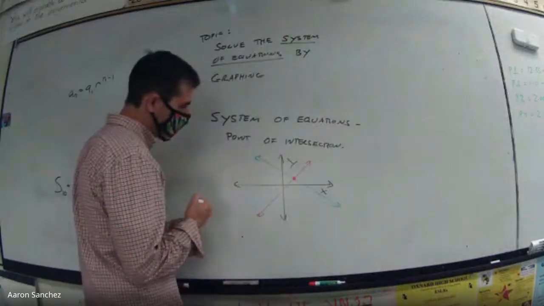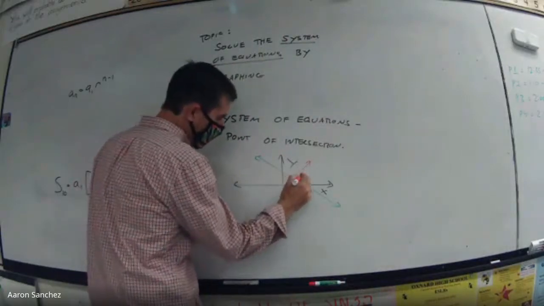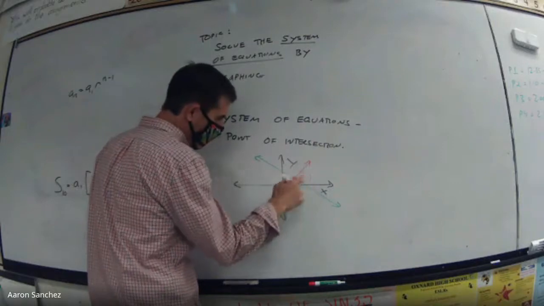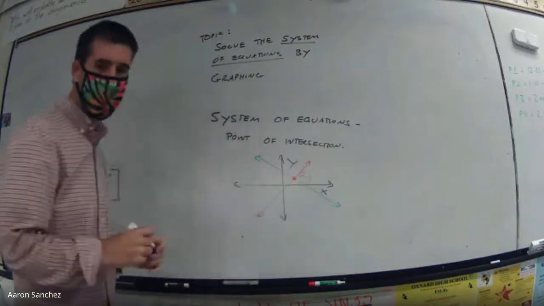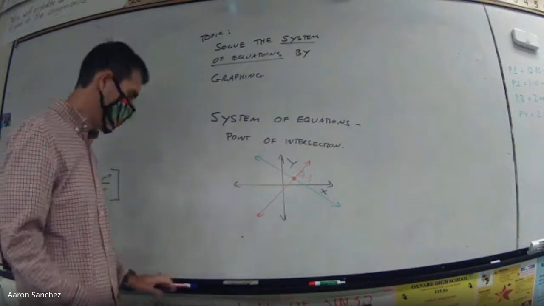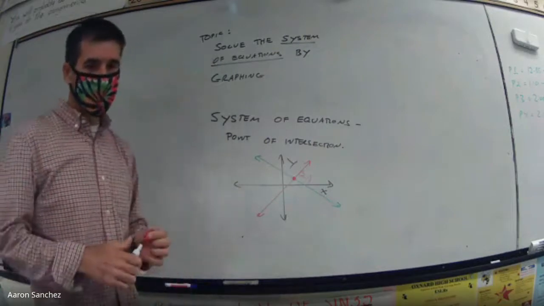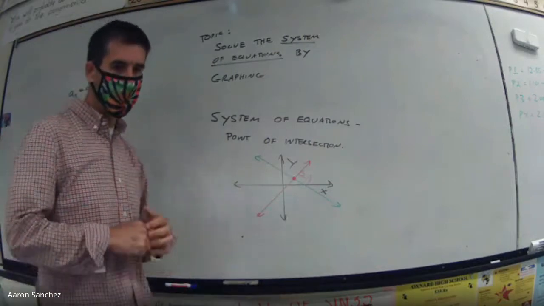Our answer is going to be in the form of this. If I go over 2, up 1, it'll look like this: (2, 1). That would be your answer. Something like that. I'll give you a second to write all that out, and then we'll get on to the homework problems in a bit.